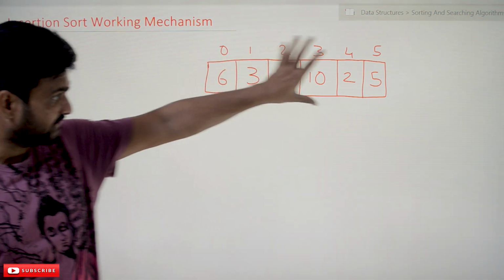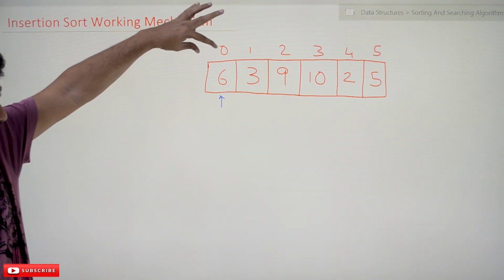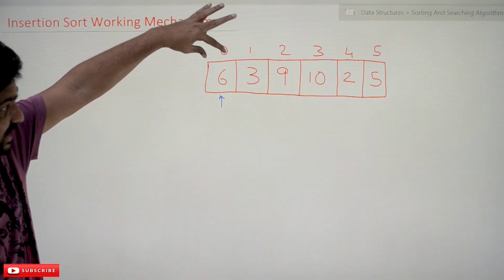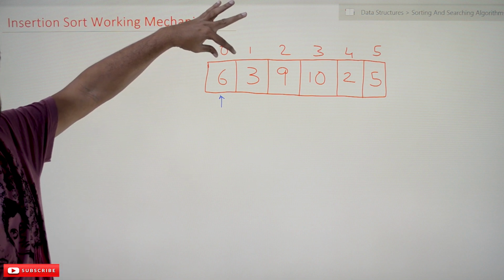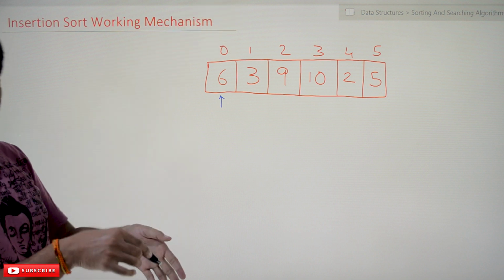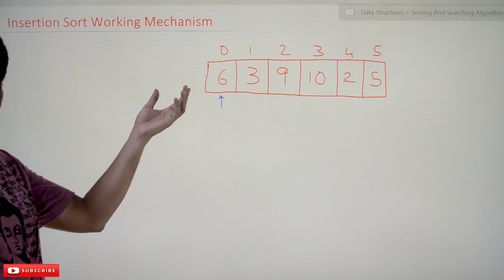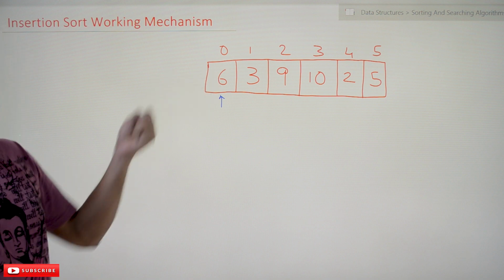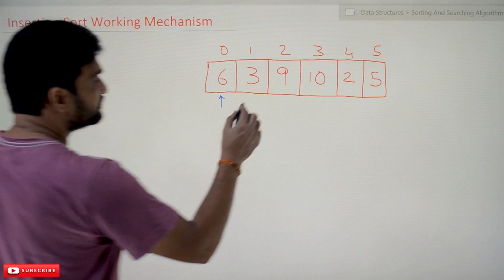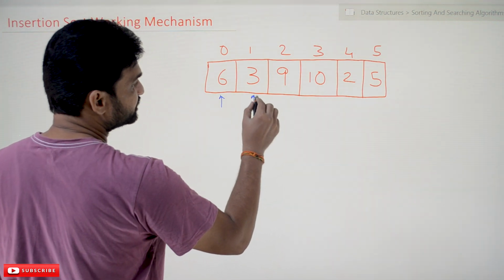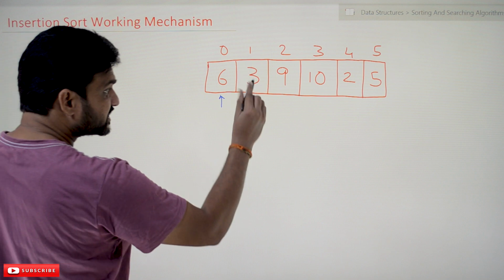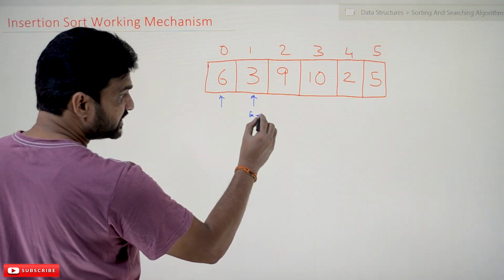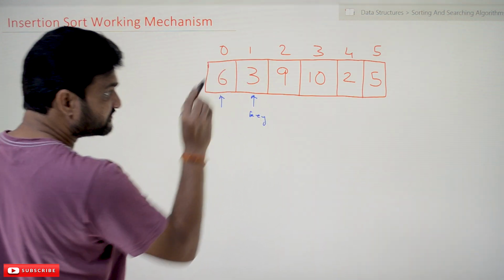So we have this array. Starting from the first element is of no use, because an extra comparison needs to be done: 6 has to compare with itself, and as we don't have other elements, this comparison is extra. So we will start with a of 1. Now this is the key element. In this iteration, this is our key element.